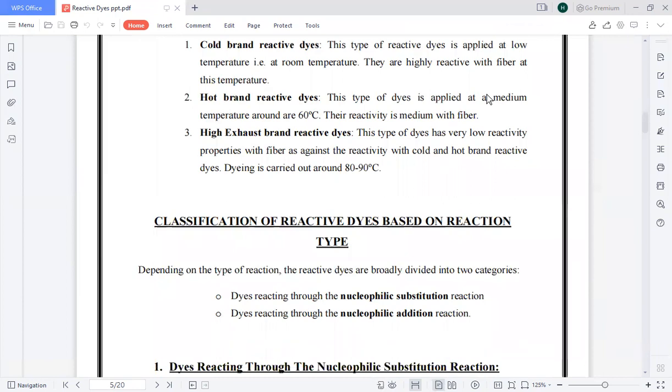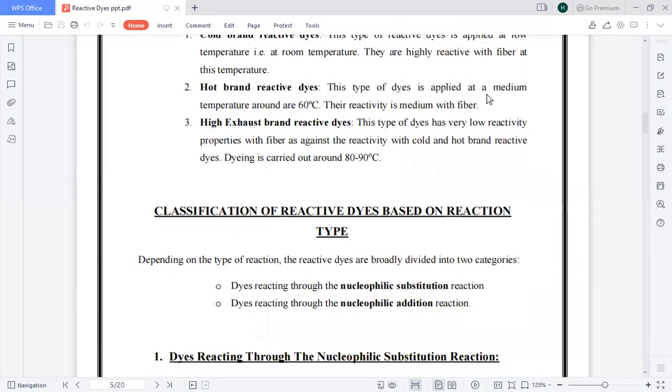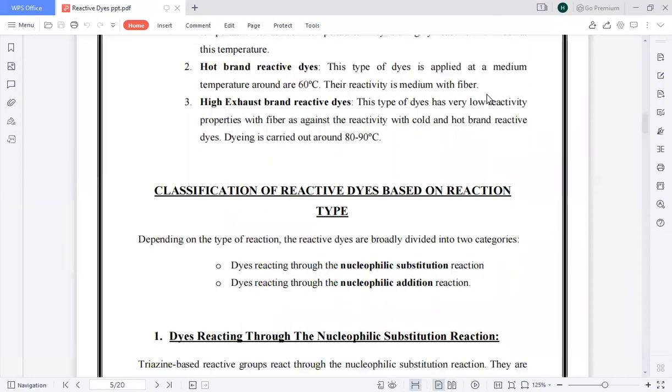So second one is the hot brand reactive dye. This type of dye is applied at medium temperature around 60 degrees Celsius and severe alkali treatment. So these are the Procion H dyes belonging to the class of monochlorotriazine dyes. So they have less reactivity with fiber. And the third one is the high exhaust brand reactive dyes. This type of dye has very low reactivity with fiber as against the reactivity of cold and hot brand reactive dyes. And these dyes react with the substrate or the fiber at about 80 to 90 degrees Celsius.